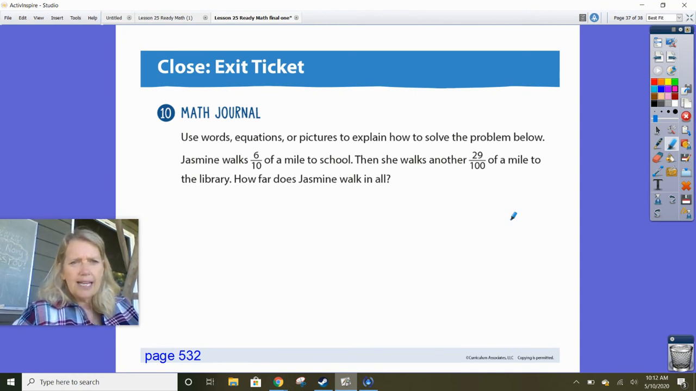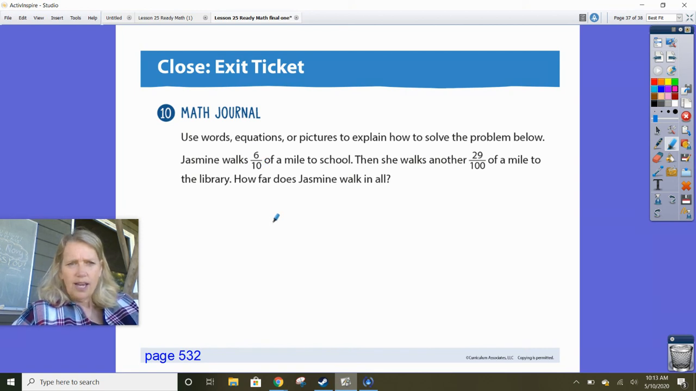Exit ticket. Use words, equations, or pictures to explain how to solve the problem below. Jasmine walks 6 tenths of a mile to school. Then she walks another 29 100ths of a mile to the library. How far does Jasmine walk in all? So first, your brain might think 6 tenths, 29 hundredths. Which fraction's bigger? A lot of people say this one, but we know 6 tenths is over half. 29 100ths is not over half.